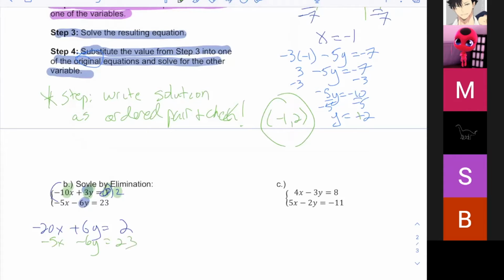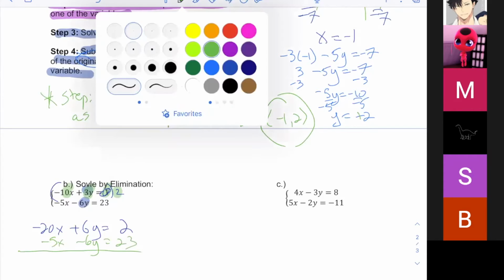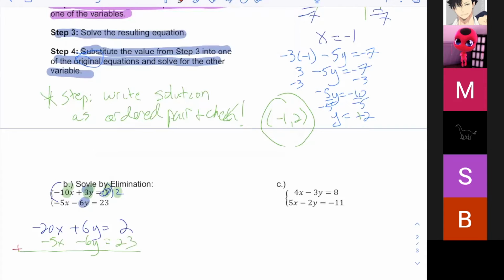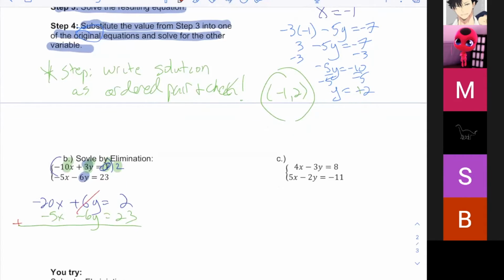And look, the whole point of doing that is we just created an opposite, 6y and negative 6y. And once you do that, we can just add them together. What happens to 6y and negative 6y? They are eliminated. And now we're left with negative 25x is equal to 25. Divide by negative 25, divide by negative 25, x is equal to negative 1. So a simple one-step equation, and we already found x.